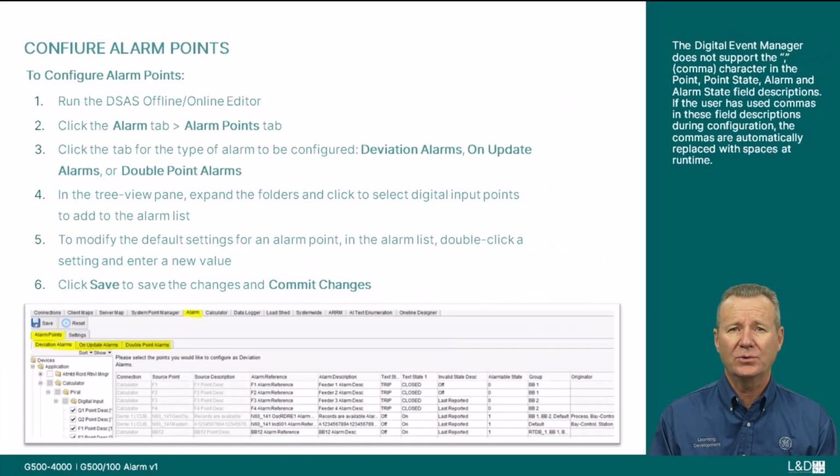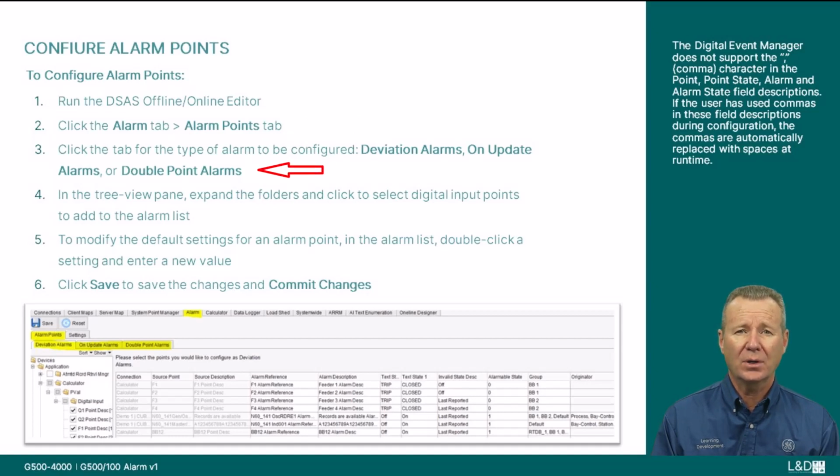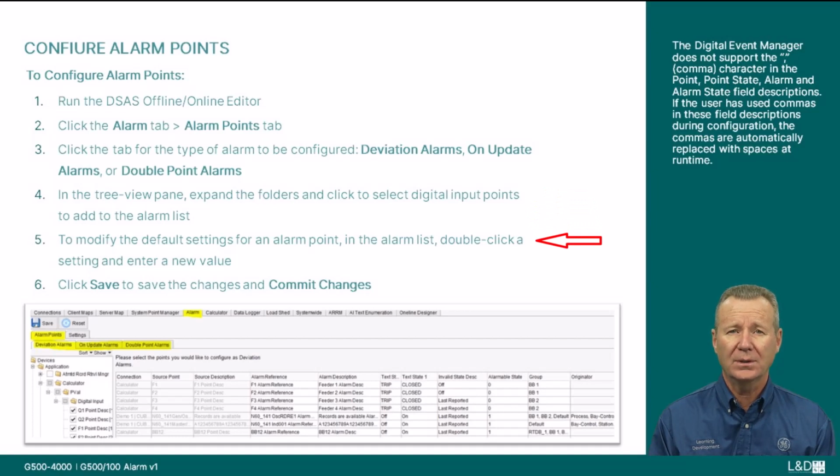Alarms must be configured to activate the Active Alarms page in the MCP HMI. To configure alarm points, run the DSAS Offline Online Editor, click the Alarm tab, and then click the Alarm Points tab. Click the tab for the type of alarm to be configured: deviation alarms, on-update alarms, or double point alarms. In the Tree View pane, expand the folders and click to select digital input points to add to the alarm list. To modify the default settings for an alarm point, in the alarm list, double-click a setting and enter a new value. Click Save to save the settings.